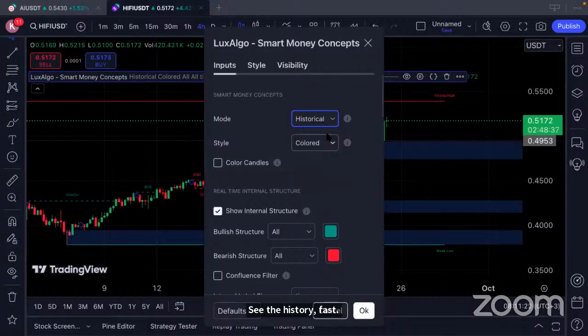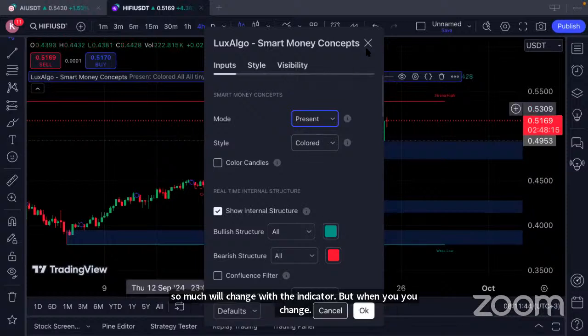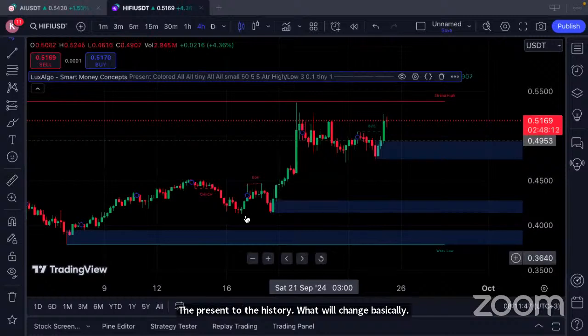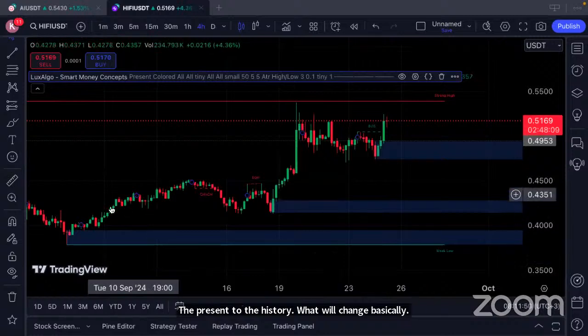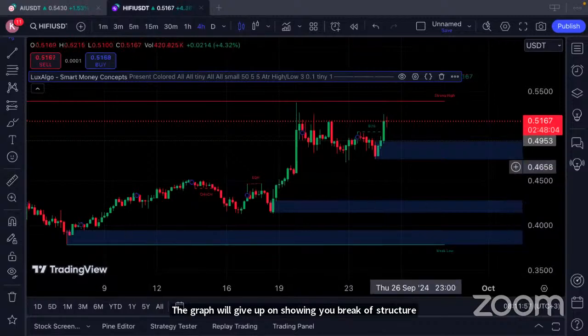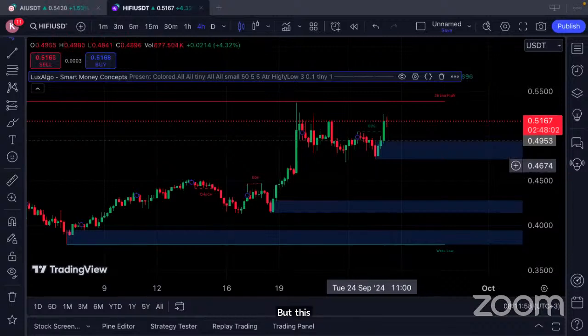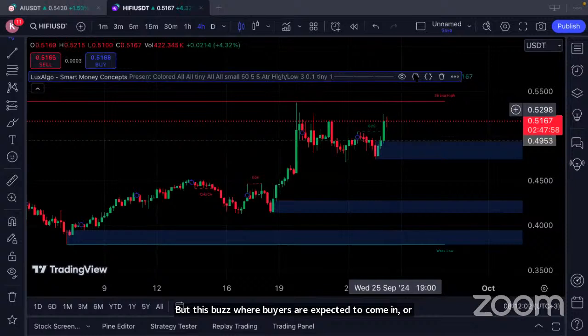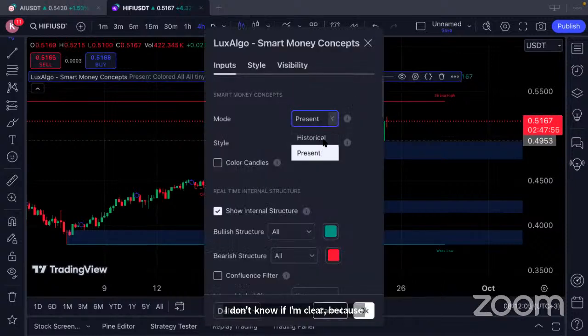But according to my experience, nothing much will change with the indicator, either you choose historical or present. What will change on the chart when you change the present to the history is that the graph will give up on showing you break of structure and change of character in the past. But these bars where buyers are expected to come in or sellers are expected to come in will remain. I don't know if I'm clear, because I know people are about to ask me. So that is the only difference.